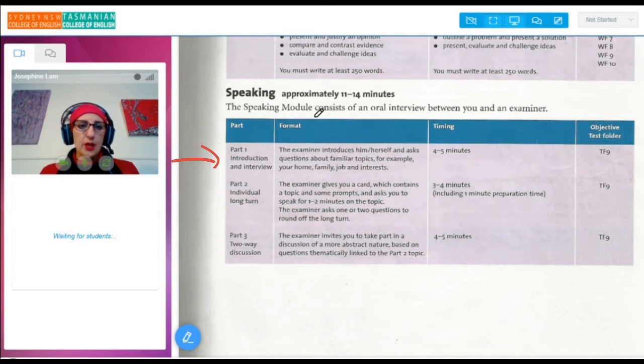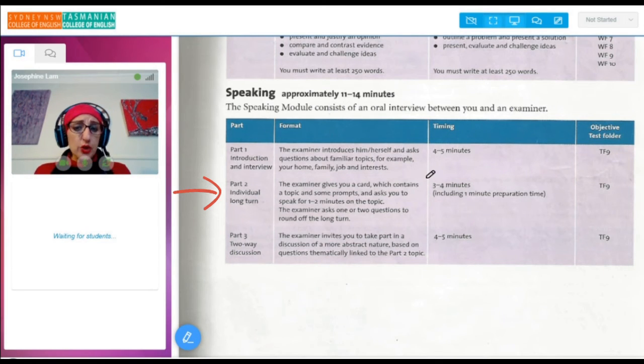Part 1 is an introduction and an interview. The examiner introduces themselves and asks questions about familiar topics, for example, your home, family, job, and interests. You will have to speak between 4 and 5 minutes. That is very, very basic. We all know how to introduce ourselves, how to talk about our home, our job, our interests, our hobbies. Easy. Piece of cake.